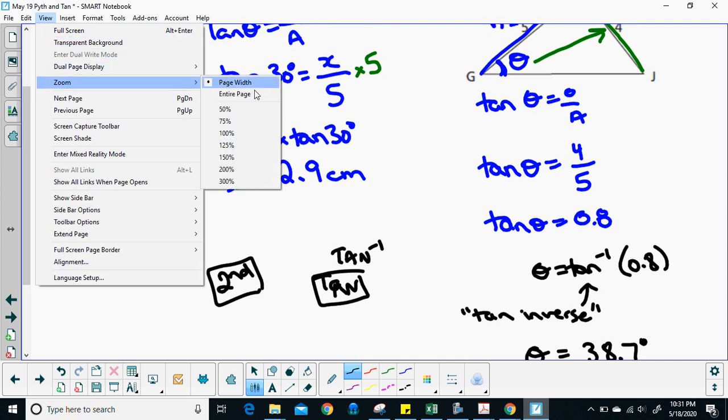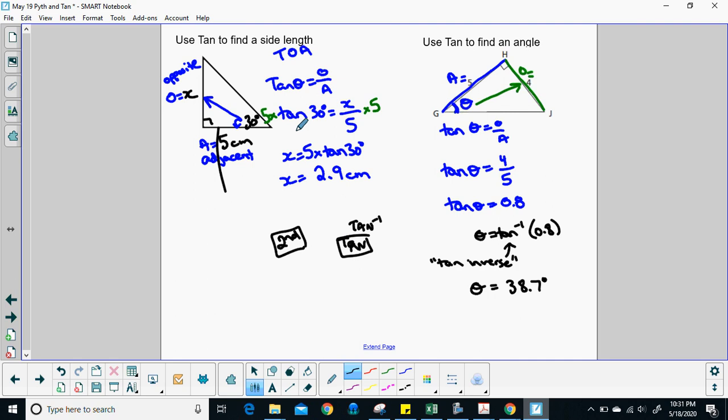So we've got tan we can use to solve for a side length if I know the angle, and I can use it to solve for an angle if I know my side lengths. Okay.